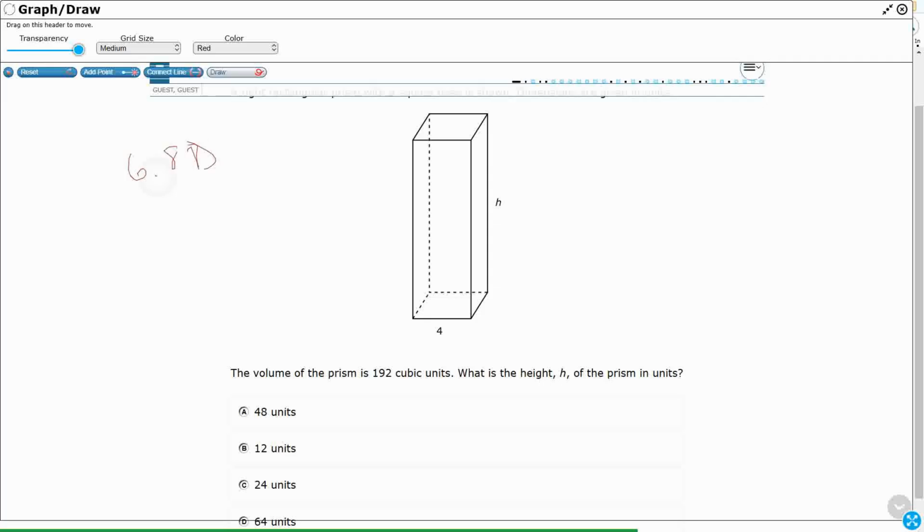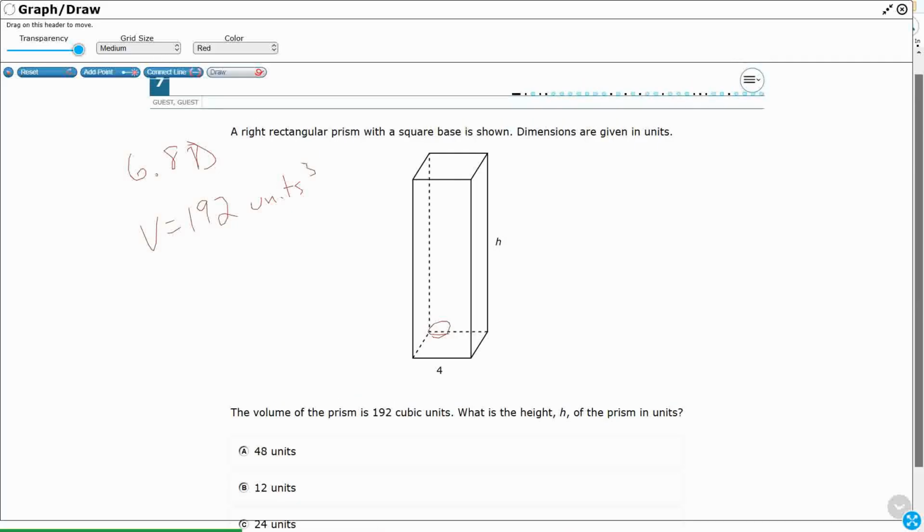6.8D. Volume equals 192. And then it's just cubic units. And then the height, we've got this side length down at the bottom. Don't know whether or not it's a square. They didn't say that it's a right rectangular prism. Oh, they do say it's a square base. There we go. So it's a square base, which means those are both 4.